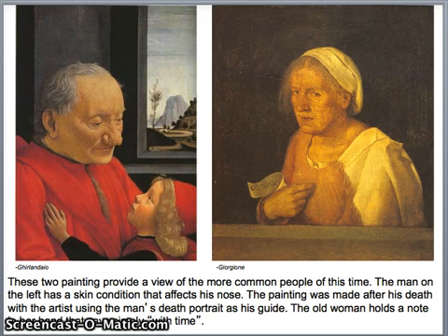So now let's look at a little bit more of the common people of the time. This man on the left has this kind of a skin condition that affects his nose. And an interesting thing about this painting, the one on the left, is that it was actually painted after the man was dead, with his granddaughter. So the artist used his death portrait as a guide and then created this painting of the man with his granddaughter. And the proportions, well, maybe they're not perfect, but it's a sweet gesture. You know, and this old woman on the right, she holds a note in her hand that simply says, "with time." The one on the right is by Giorgione, and the one on the left is by Ghirlandaio.